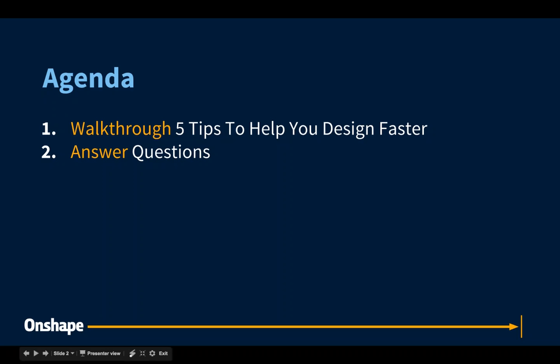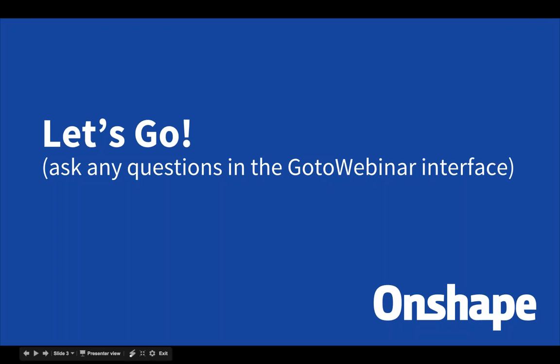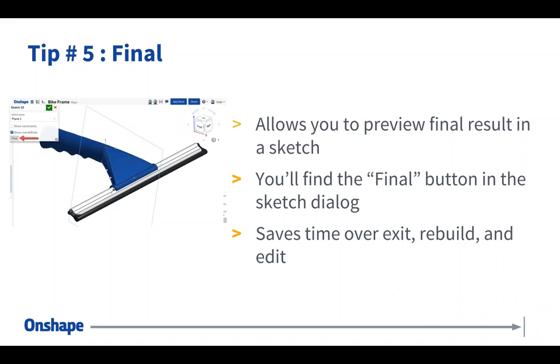Now, what I'd like to do is get started. As I mentioned before, I want to get started with tip number 5, and we're going to work our way from tip number 5 down to tip number 1. Now, let's jump right into it. Tip number 5, final. As I mentioned before, these are all little things that can make a big difference.